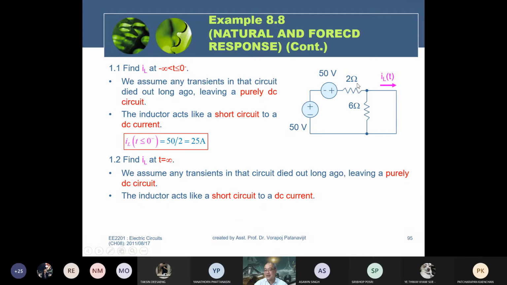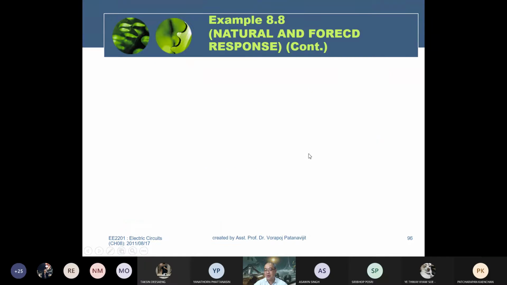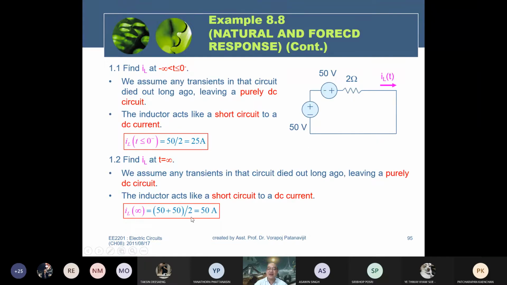Again, when it is short circuit, you can see that in this step there is again no current flowing in the 6 ohm. You can discard it. Therefore, the inductor current equals V divided by R, and the voltage equals 100 in this case. Therefore, the inductor current equals 50 amp.